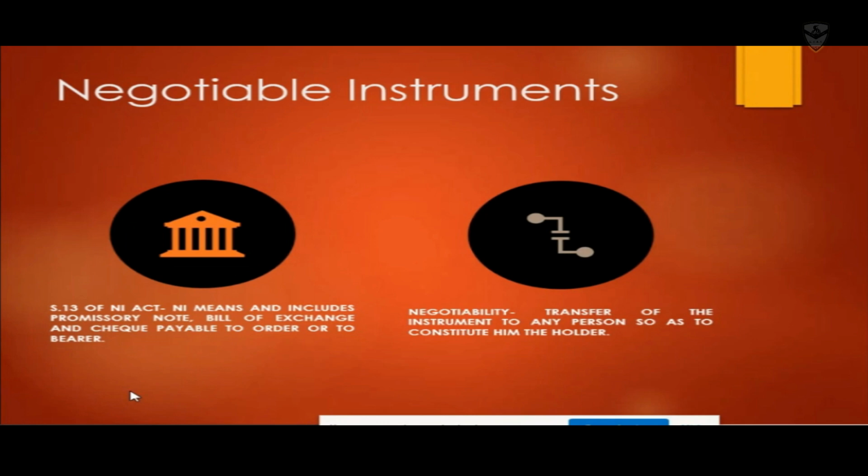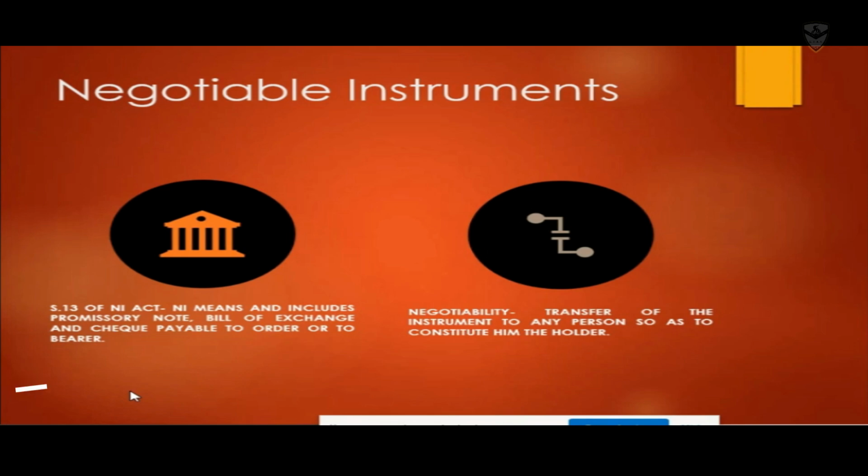Yes. So we will first of all discuss what negotiable instruments are and what is the meaning of negotiable instruments, why they are called negotiable instruments. Section 13 of the NI Act says that negotiable instruments means and includes promissory note, bill of exchange, and checks payable to order or to bearer. So there are three important negotiable instruments as per the NI Act. One is a promissory note, another is bill of exchange, and the third is check payable to order or to bearer.